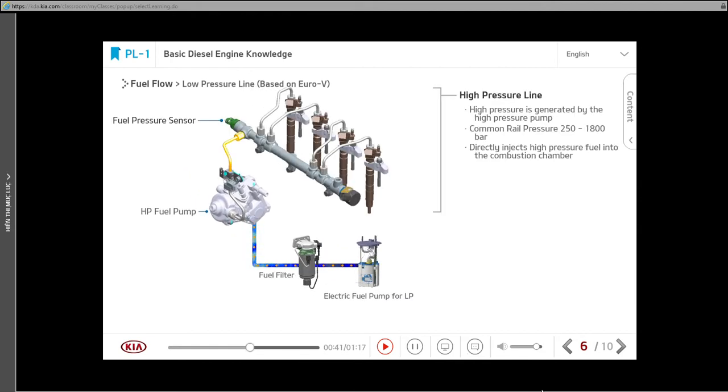In the high-pressure line, the pressure of the supplied fuel is increased to approximately 250 to 1,800 bar by the operation of the high-pressure pump. Then, the pressurized fuel passes through the common rail and gets injected into the combustion chamber by the injectors.